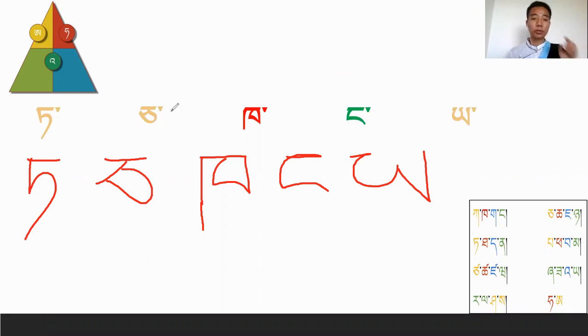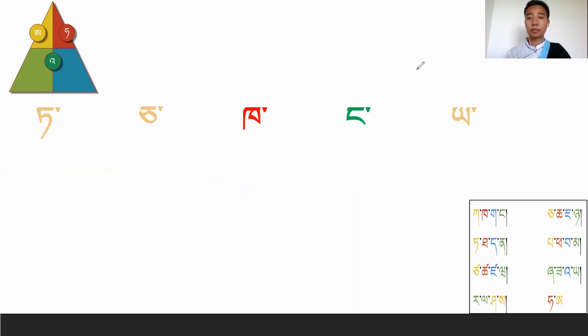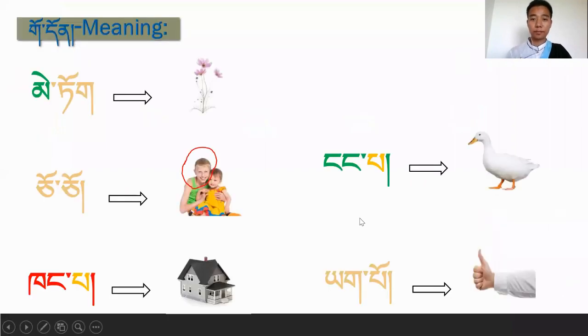Then I will show you some meanings of the combination of these characters with the vowels. Okay, so these are the meanings.